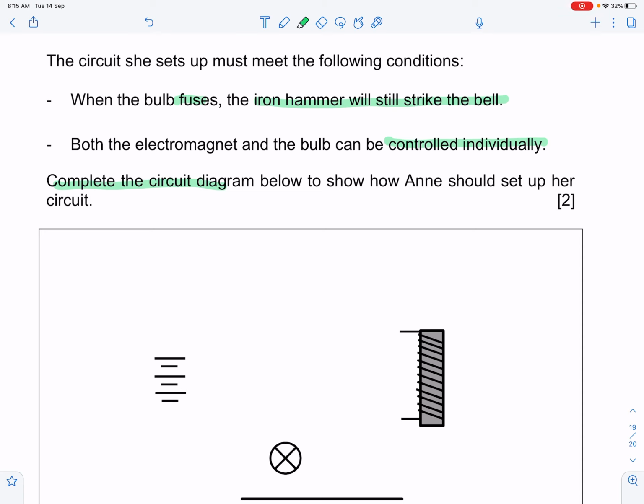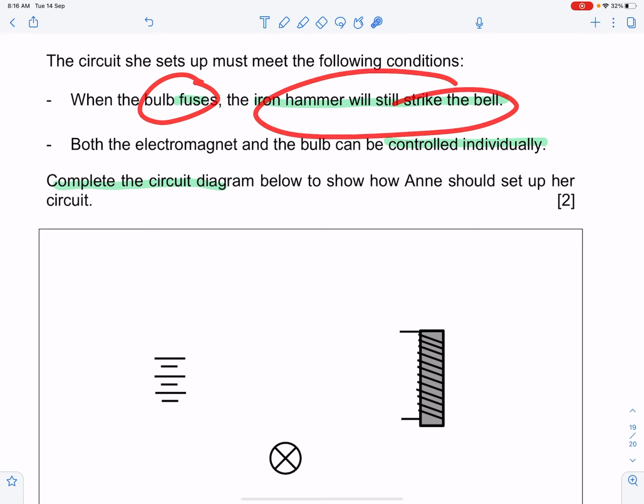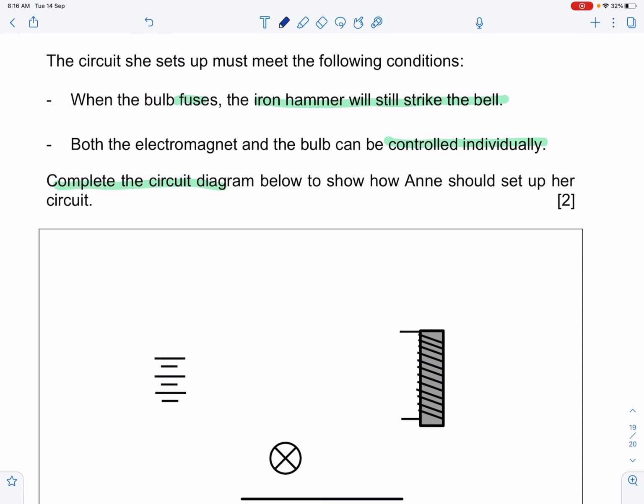Because this is a circuit diagram and they're using symbols, you need to use symbols. Now, these two conditions will tell you how it's supposed to be arranged, and at the same time, where the switch is supposed to be placed. So the fact that they tell you when it fuses, the other one will still work, tells me that these two need to be arranged in a parallel circuit. They need to be parallel to each other. That's the first thing that comes to my mind.